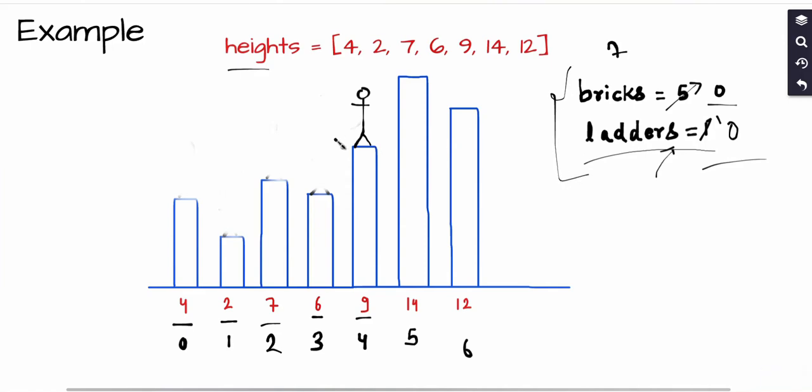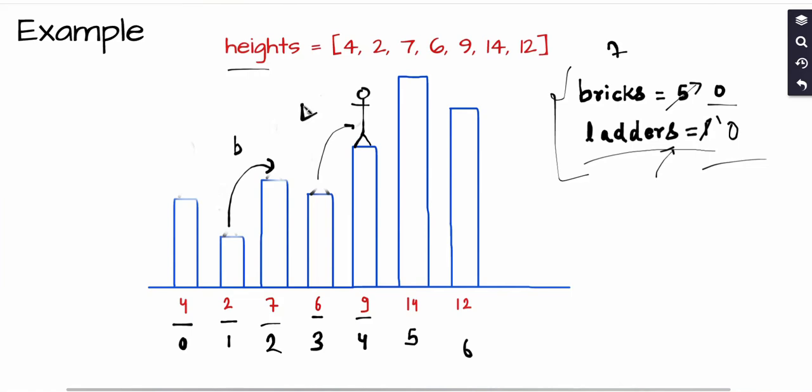So that's the last building which I can reach if I follow the strategy which I followed in this particular case. So what strategy did I follow? I used bricks at step number 2, that is moving from building number 1 to 2. Here I used bricks, and to jump from building number 3 to 4 I used a ladder.